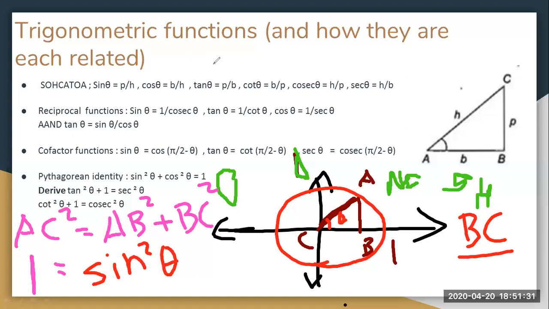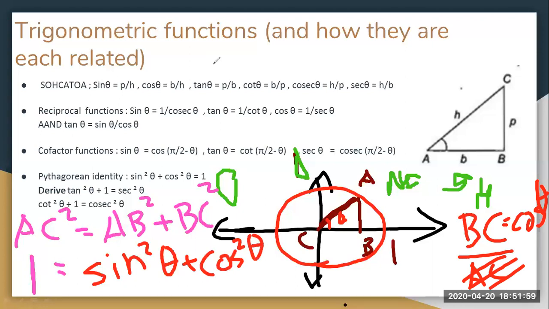So BC by AC, we learned that this would be cosine theta, right? And AC is equal to 1, so it doesn't matter. BC is equal to cosine theta. So this would be cosine square theta. So it turns out this Pythagorean identity is nothing but our old Pythagoras theorem, which we have been learning since primary school, basically. Now you continue what you were saying before.